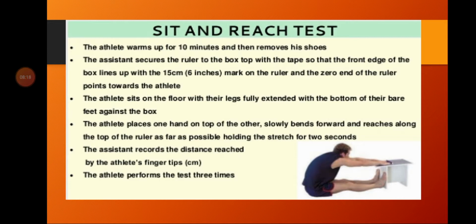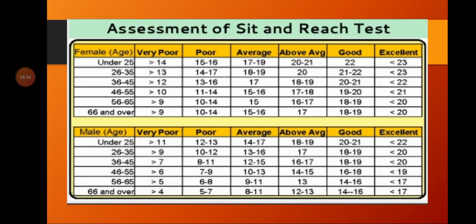The athlete sits on the floor with their legs fully extended with the bottom of their bare feet against the box. The athlete places one hand on top of the other, slowly bends forward and reaches along the top of the ruler as far as possible, holding the stretch for 2 seconds. The assistant records the distance reached by the athlete's fingertips in centimeters. The athlete performs the test 3 times. Then this is the assessment of a sit and reach test.